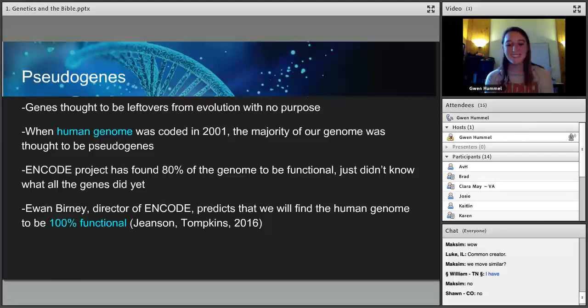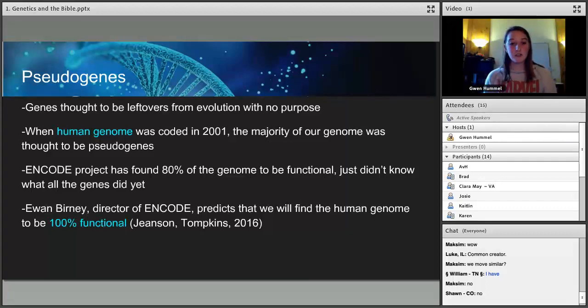Yeah, so pseudogenes, we'll talk about those. Pseudogenes are genes that are thought to be left over from evolution that serve no purpose in us anymore. And these are a favorite of evolutionists, and this is why I wanted to bring this up, even though a lot of evolutionists are considering that we don't have pseudogenes anymore.